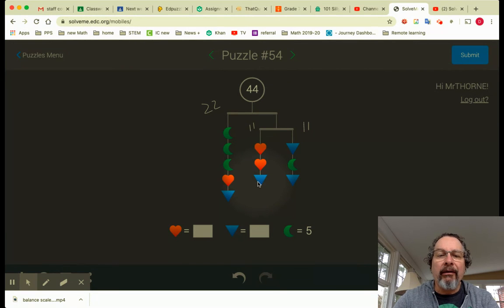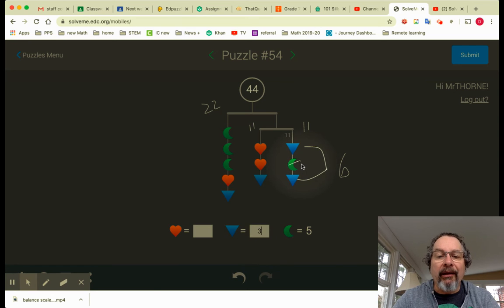If we move here, we don't have enough information. You could make some possibilities. But it's only over here where we know the green moon is 5 and we know the total is 11. If you take out the 5, then you know the two triangles together would have to equal 6. 6 plus 5 would give us an 11. That means each triangle would have to be three.